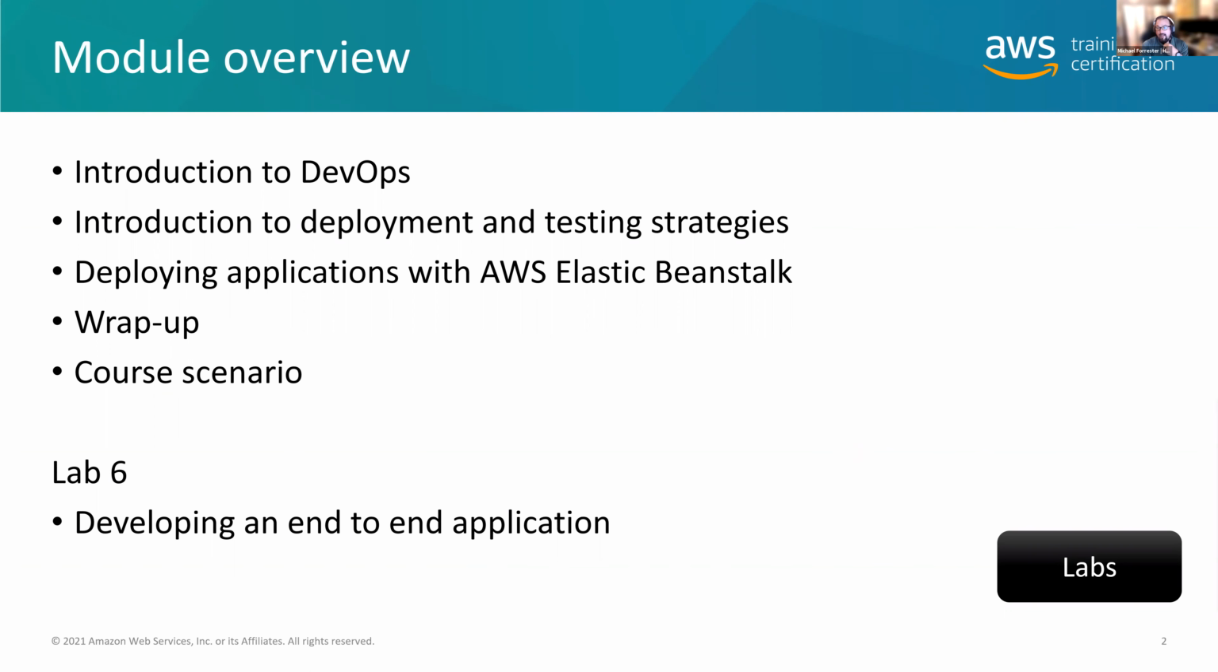We will talk about Beanstalk, but I just want to say a caveat here. Beanstalk is a great place to start. It's not a great place to stay. It's basically a wizard for EC2 virtual machines. It can also do Docker containers, but it does allow you to deploy your code into virtual machines very simply, with some level of sophistication. And then we're talking about the wrap up course scenario, and then we're going to do a whole capstone lab.